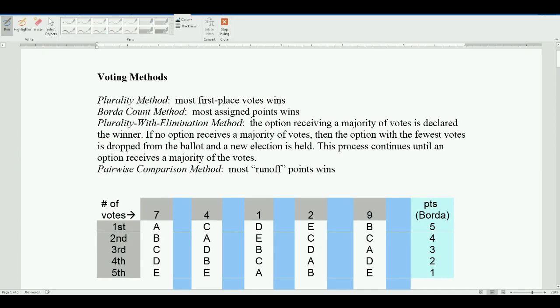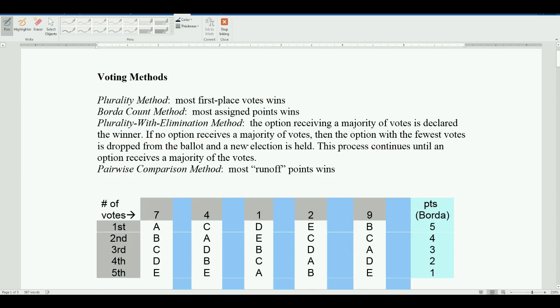Borda count method, we take the first place votes and we'll assign it like 5 points for first place if there's 5 candidates, or 5 places I mean. Second place will be 4 points. Then we'll multiply that by the number of votes for each candidate and see who wins from there.